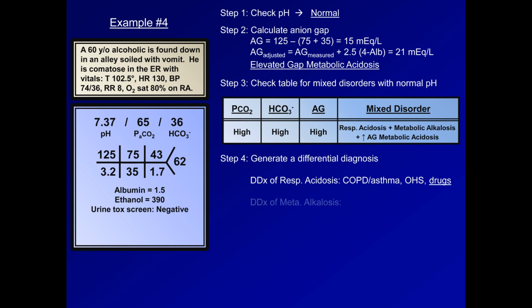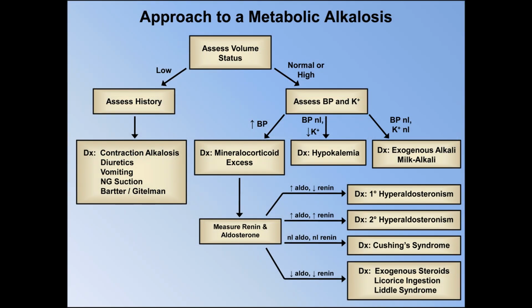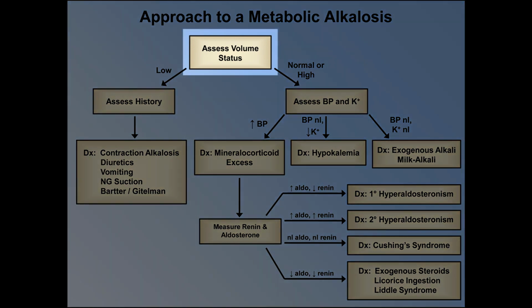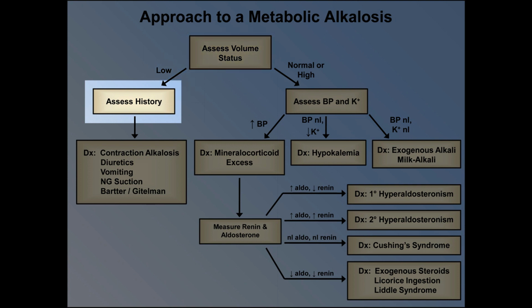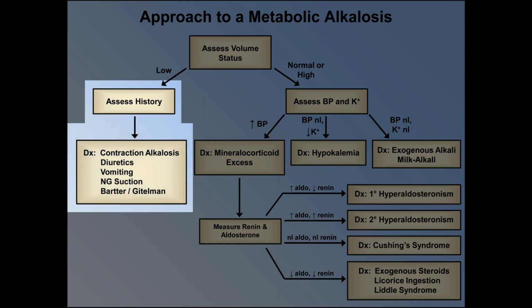Next, let's tackle the metabolic alkalosis. Here's our metabolic alkalosis flowchart. The first step is to assess volume status. Given this patient's tachycardia and severe hypotension, even without being given more details about his physical exam, it seems highly likely that he is dehydrated. Therefore, we next take a look at his history and see if he's at risk for any of these. By history, it seems that he may have both a contraction alkalosis from dehydration, as well as hydrogen ion loss through vomiting of gastric acid. So the metabolic alkalosis seems well explained.